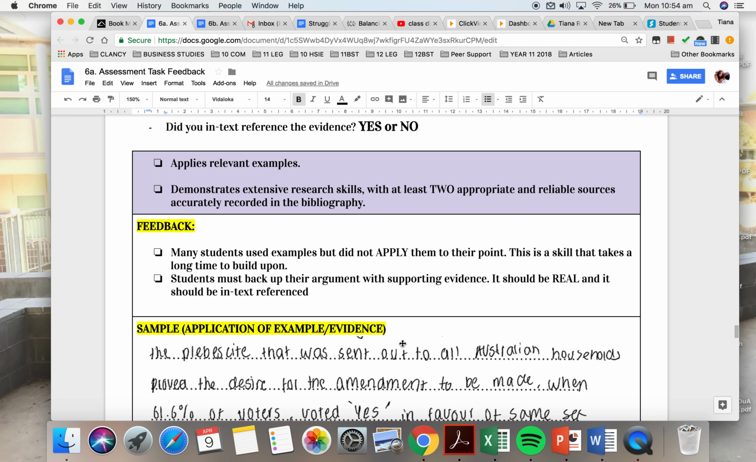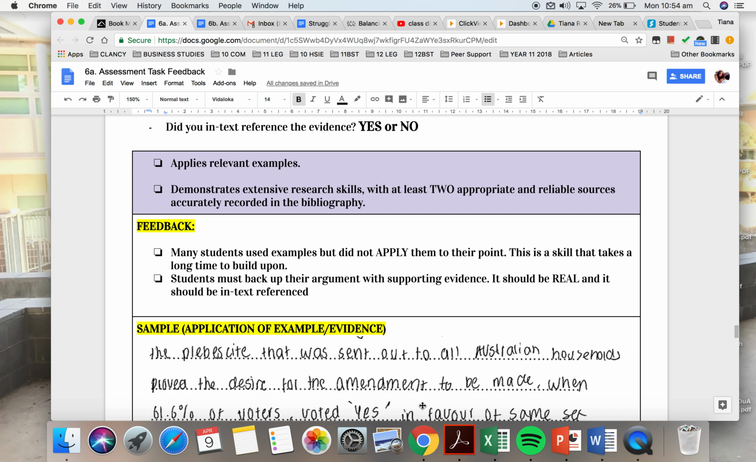Okay, students must back up their argument with supportive evidence. It should be real evidence and it should be in-text referenced. So your evidence needs to support the point that you're saying, otherwise it's irrelevant. Okay, you need to apply it to the point, which can be quite difficult to do and it's a skill that takes a long time.